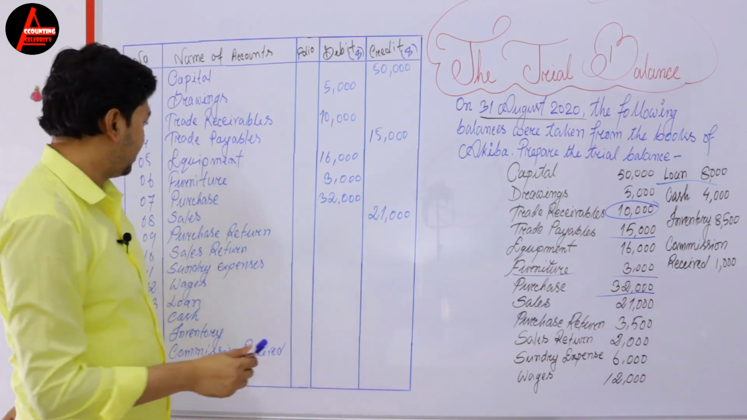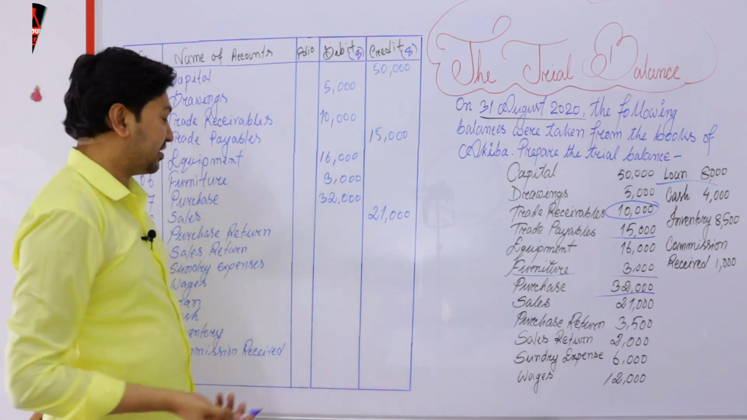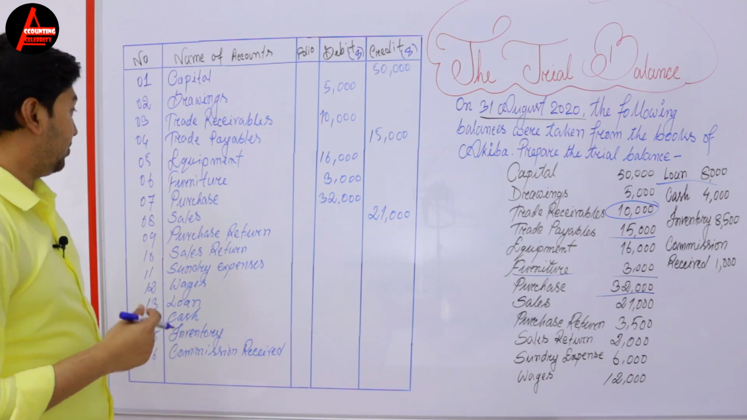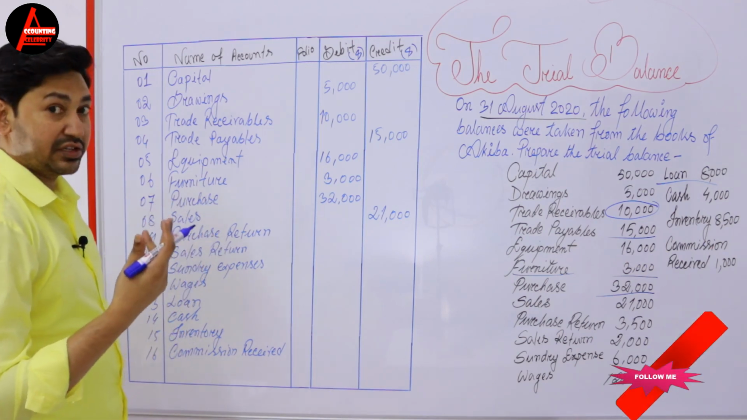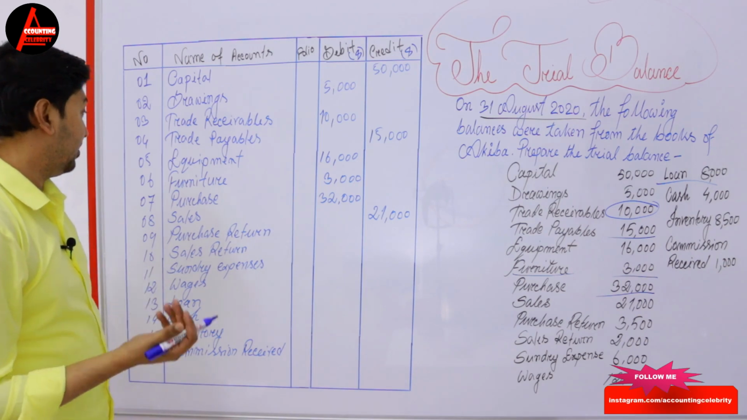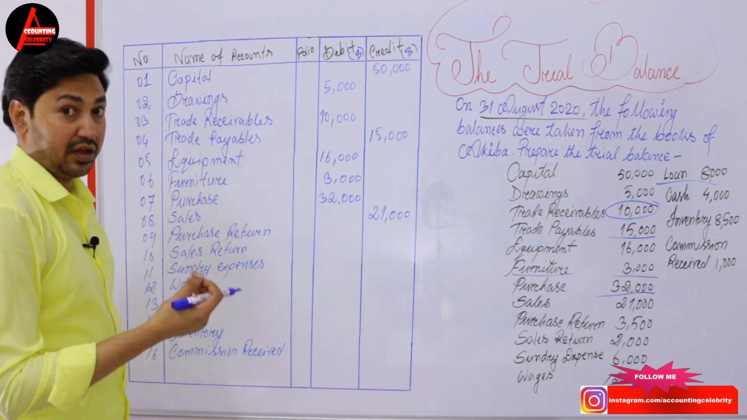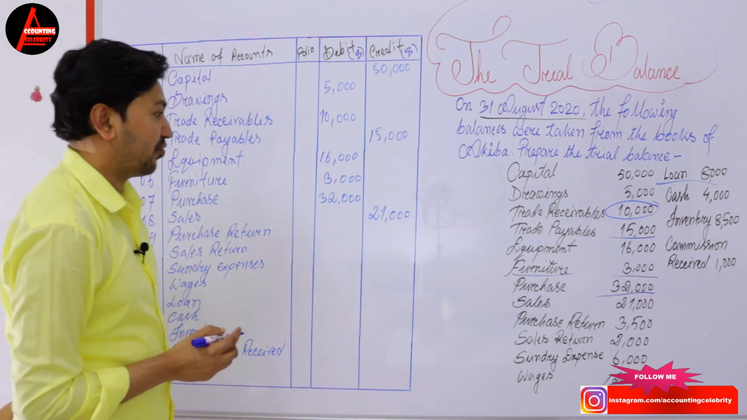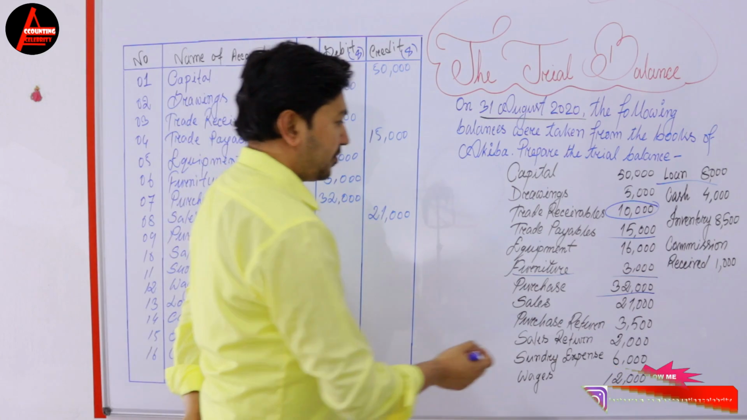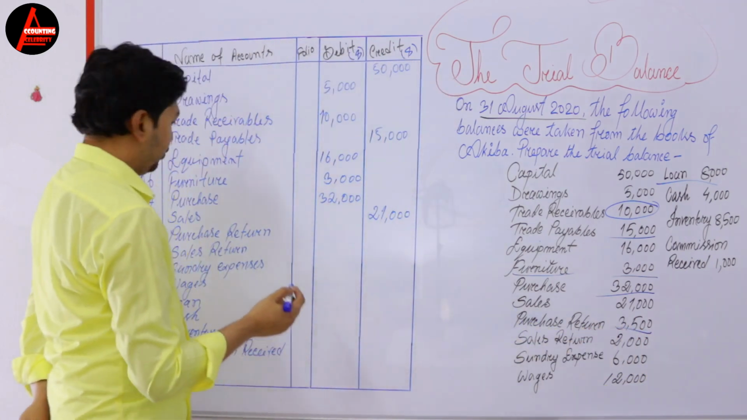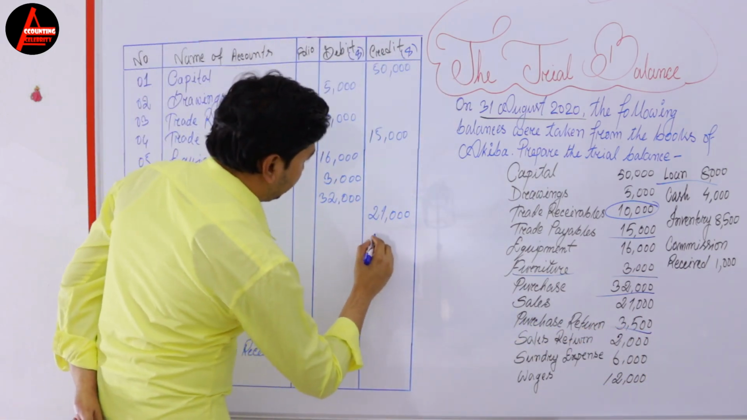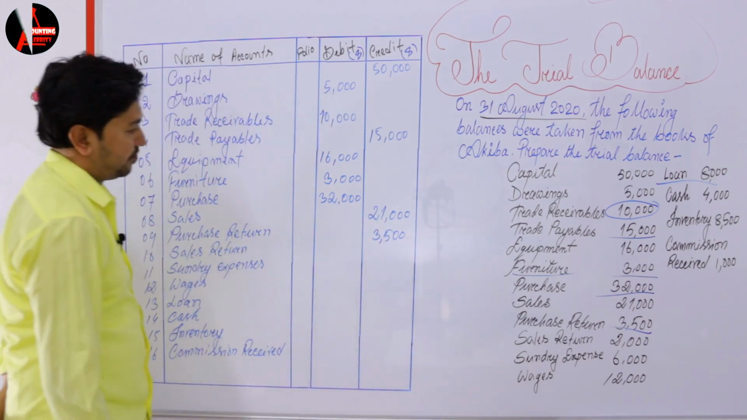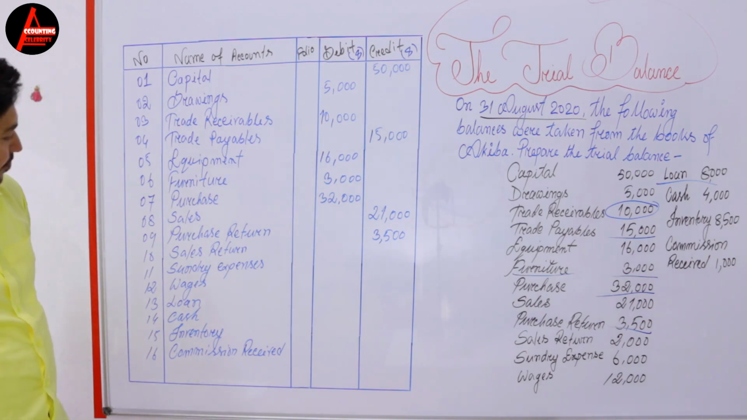Purchase is here debit, so obviously purchase return will be credit. But why? Because you purchased goods, that was your expense. When someone returned them, then it will be a gain. Okay, so this gain will always be credited. So how much purchase return? Look at here, 3,500. So write in the credit side 3,500. Okay, fine. What is next?